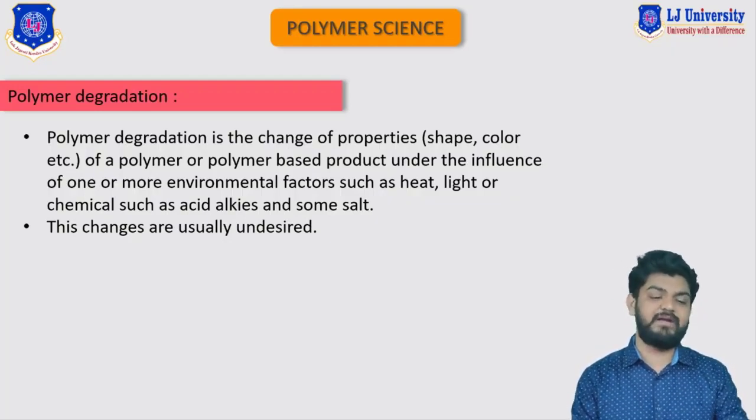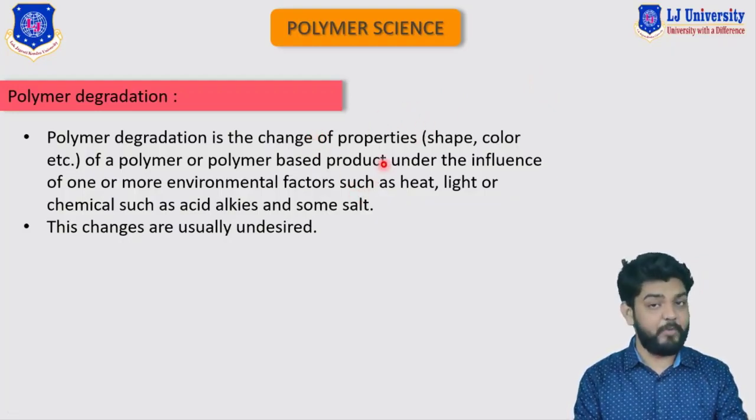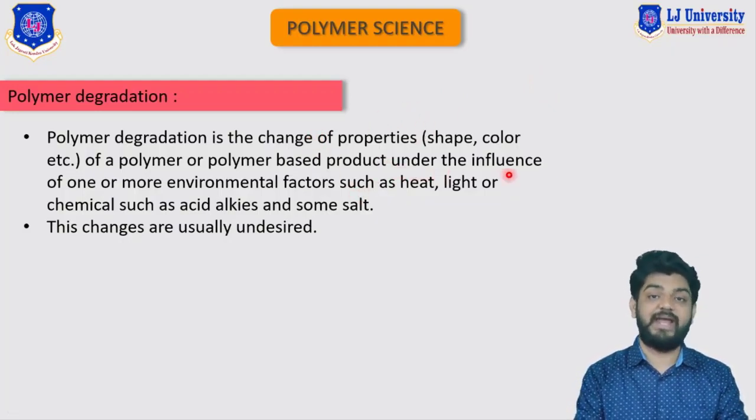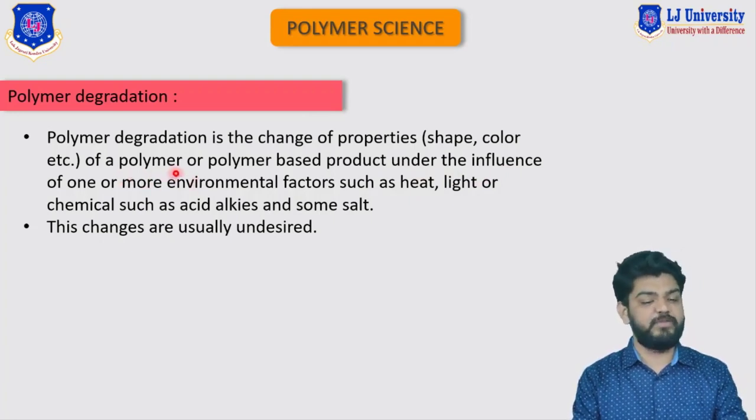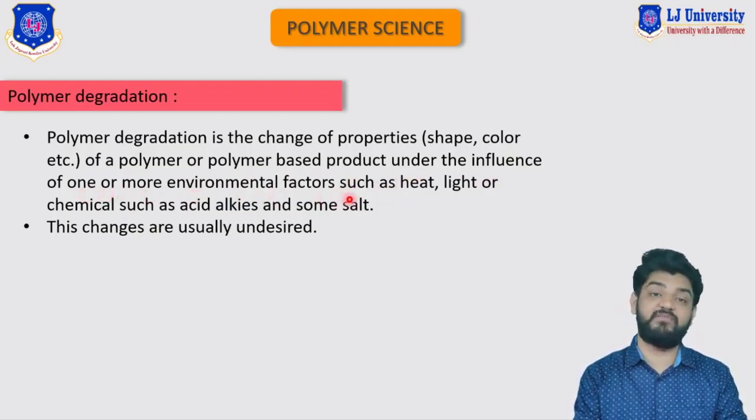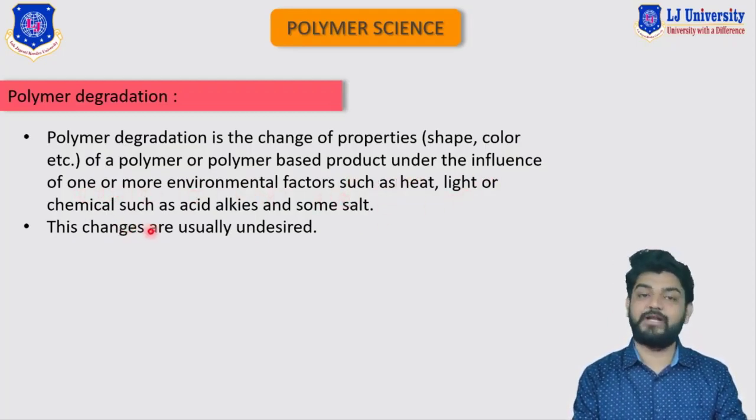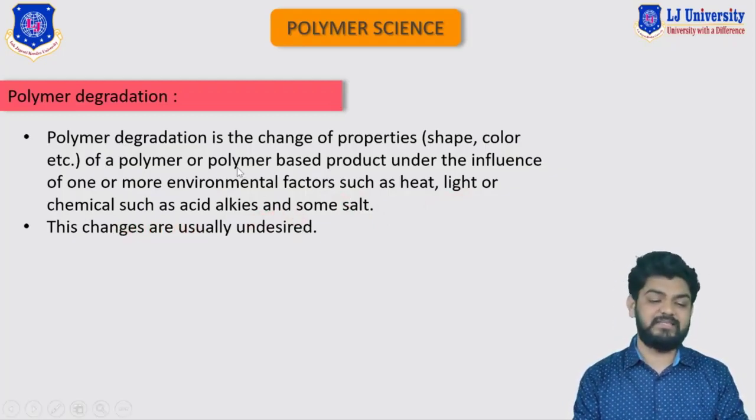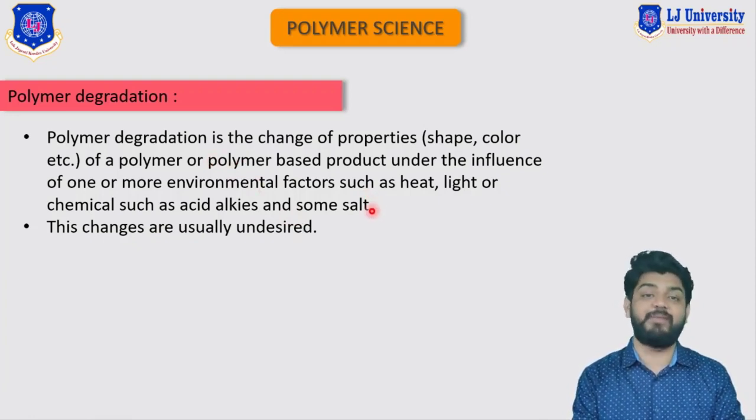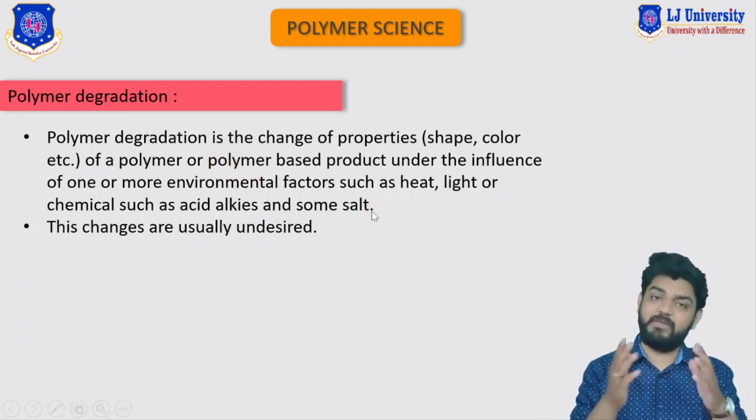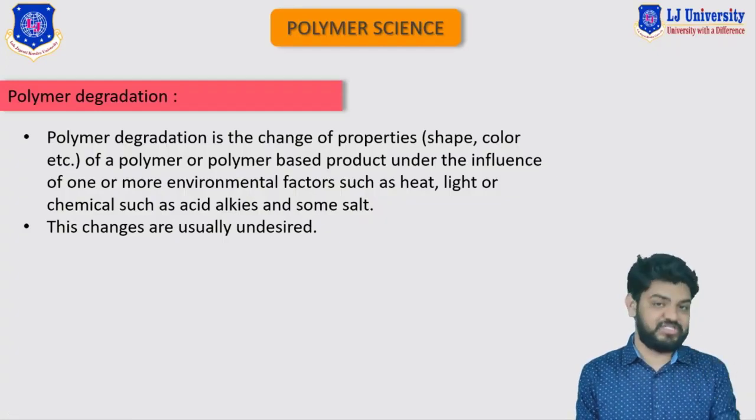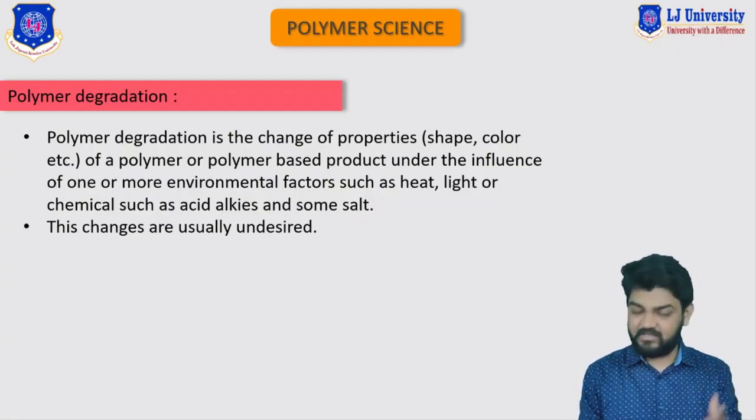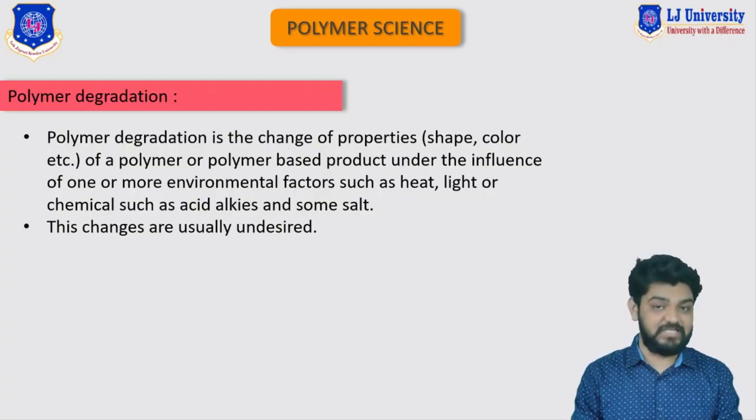So polymer degradation means a change in a property such as shape, color and strength of the polymer, or of the polymer-based product, under the influence of one or more environmental factors such as heat, light or chemicals such as acid, alkali and some salts. So again, this is one more definition of polymer degradation, in which your polymer product undergoes different actions such as heat, light or even some chemical changes.